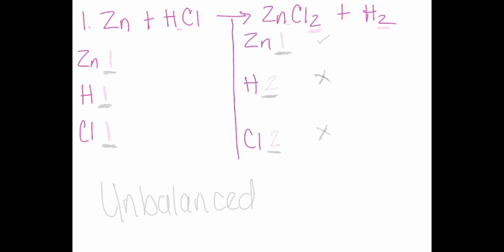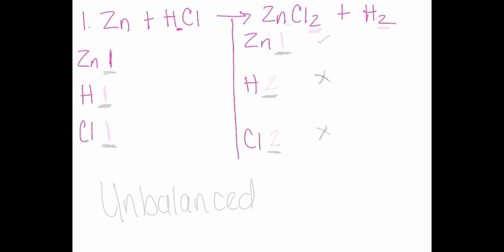I'm going to start with my reactant side because we read our equations from left to right. So I start with Zn on the reactant side, and I see that I only have one Zn present. Then I'll look at the subscript on hydrogen. Your subscript is the number at the bottom of your element, and if there is no subscript next to that element, it means that it is 1.